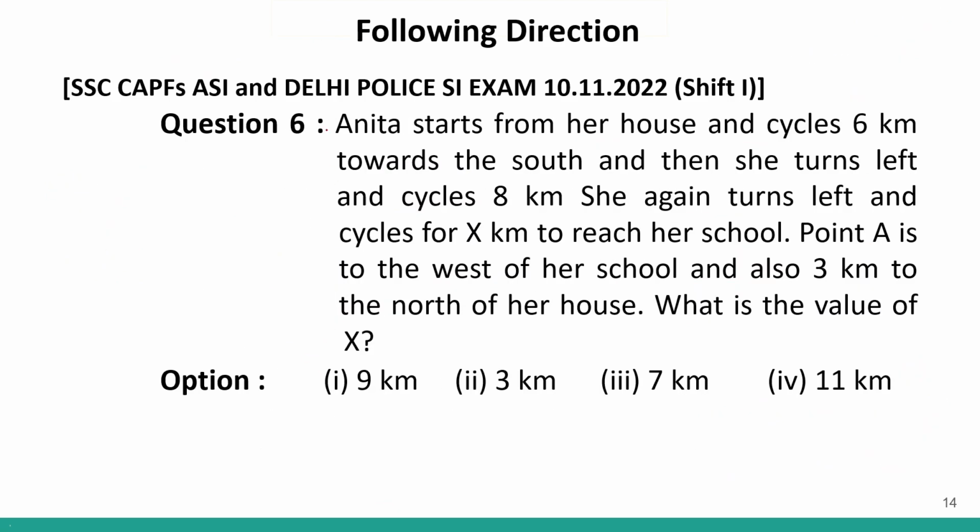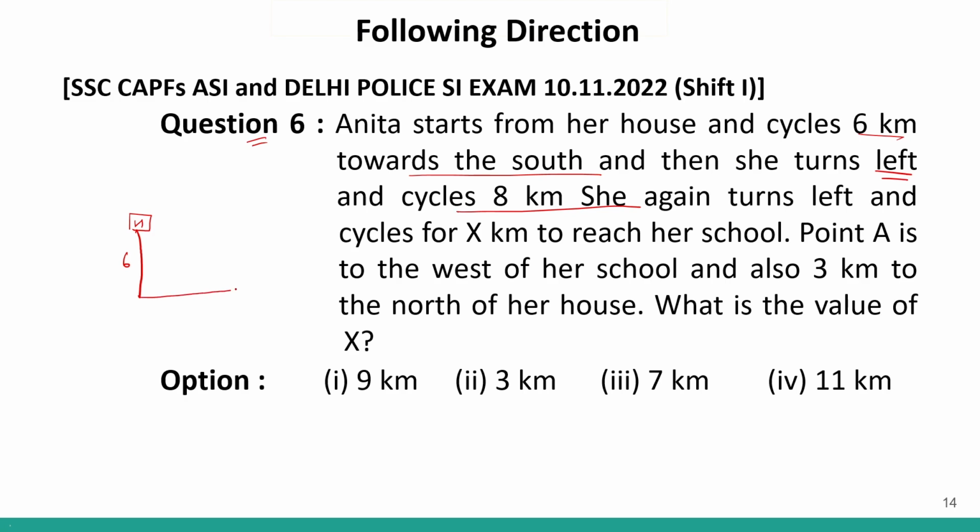Now, question number 6. Anita starts from her house and cycles 6 kilometers towards the south. So let's say this is the house. She goes 6 kilometers towards the south direction. And then she turns left and cycles 8 kilometers. So left will be in which direction?